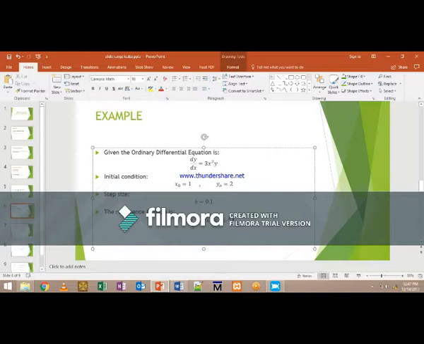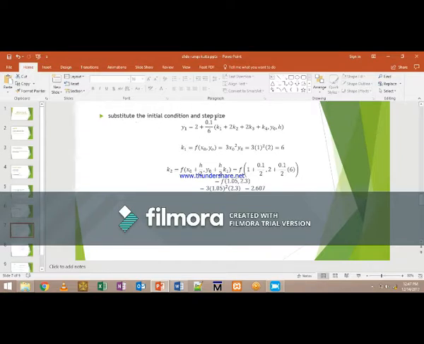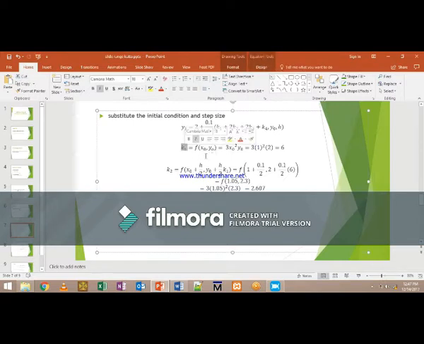For k1 equals to function of x0 and y0, which is 3x0 squared multiplied with y0, we substitute the initial conditions into our formula, we get 3 times 1 squared multiplied with 2, and the answer is 6. For k2, which is function of x0 plus h over 2, y0 plus h over 2 multiplied with k1, we substitute the initial conditions, we get 1 plus 0.1 over 2 and 2 plus 0.1 over 2 multiplied with 6.